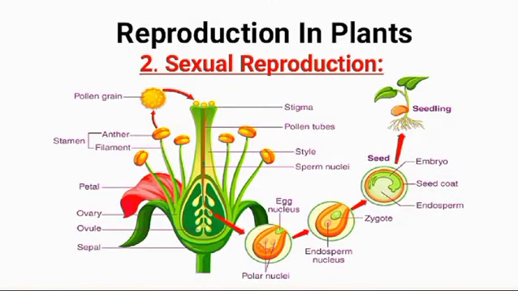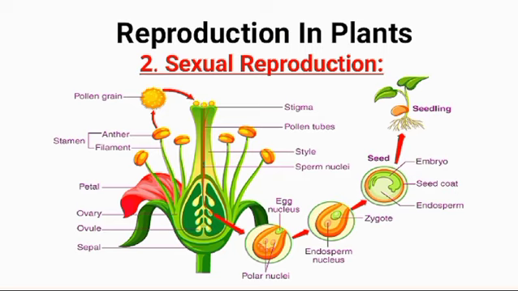Now, sexual reproduction. Flowers are the reproductive parts of the plant. Stamen is the male reproductive part and pistil is the female reproductive part. Flowers which have only the stamen or only the pistil are called unisexual flowers. For example, maize, papaya, cucumber, and so on.